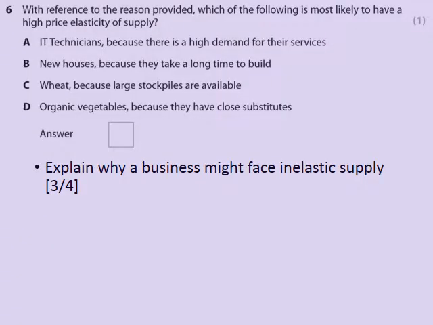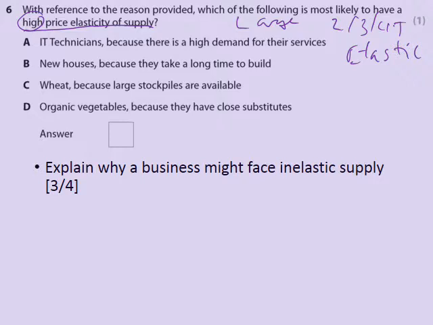Okay. Another multiple choice question, this one with reference to the reason provided: which of the following is most likely to have a high price elasticity of supply? By saying the word high, this is going to mean that the number will be large. If we know that price elasticity of supply is always positive, it's going to be a figure 2 or 3 or 4.5 or something like that, not a small figure, which would imply that this is referring to elastic supply.